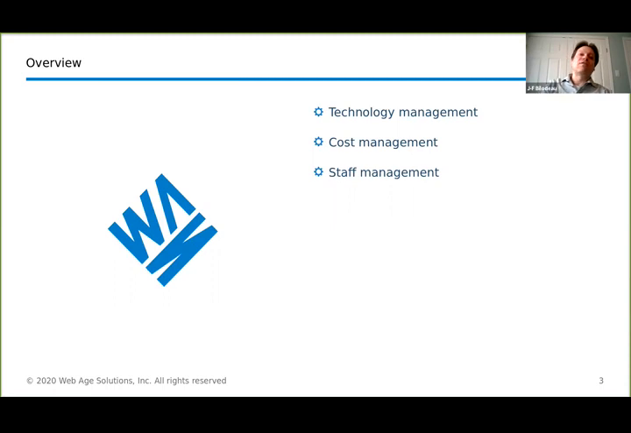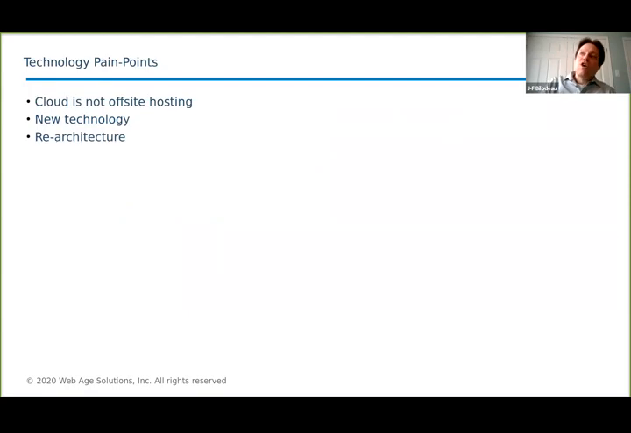And finally, let's talk staff management, team management as well. So I am addressing managers in this session. If you're not a manager yourself, you'll still take plenty out of this session to help you prepare and ideally deal with some of the broad challenges we encounter when it comes to migrating towards the cloud, adopting the cloud. So the three pain points will be technology, cost, and staff. Let's begin with the first one, technology pain points.